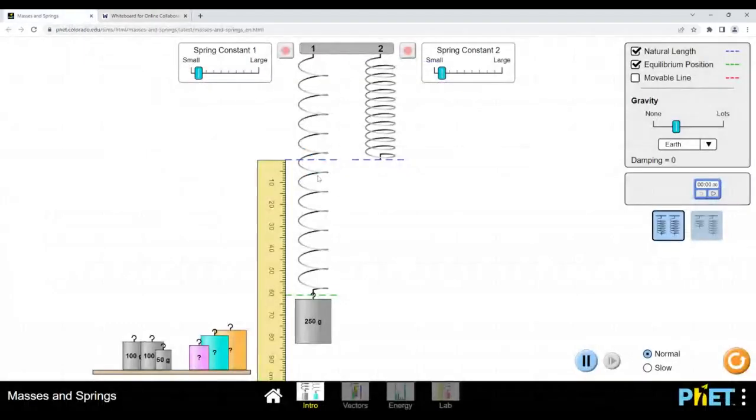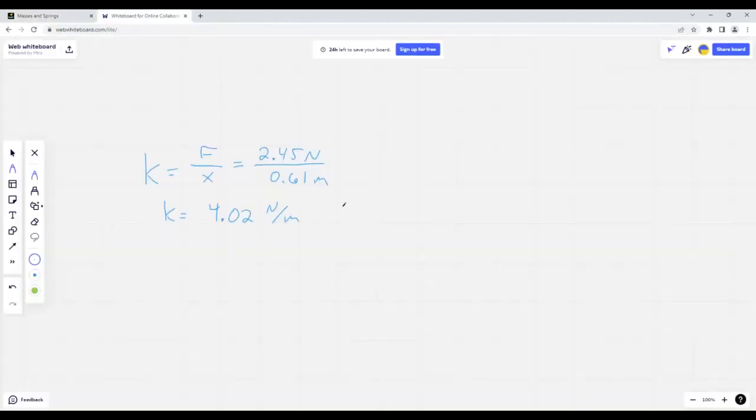What's going to be new, though, is that we want to use oscillations and something called simple harmonic motion to work backwards and see if we can get the same value. So we have this formula from the first page of the lab where we're going to try to do this a different way and see if we can come up with the same answer.